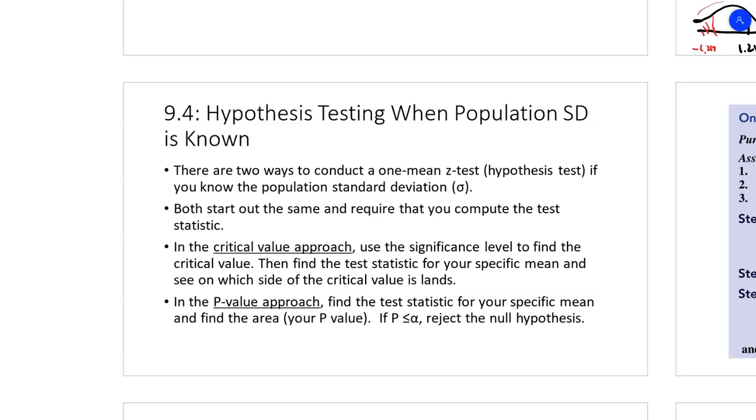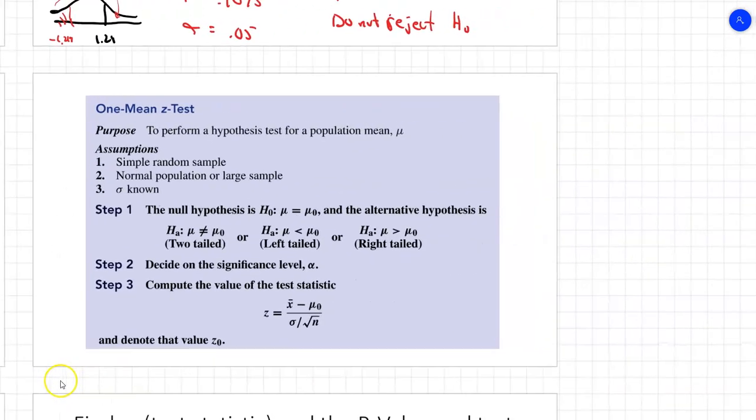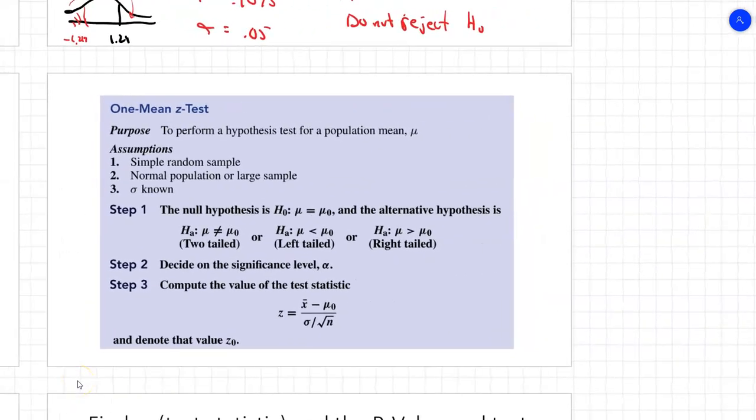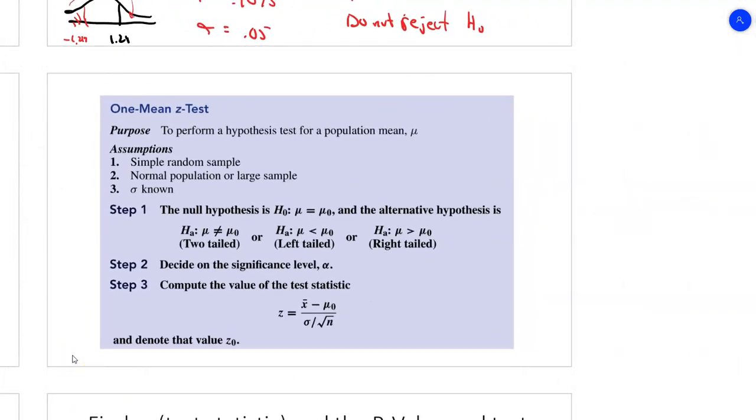In this video, we'll compare the two different approaches we have for hypothesis testing when you know the population standard deviation. We'll look at critical value and we'll look at p-value, and we'll compare them. They actually start almost the same way. The two key things you're going to need to do are figure out what the hypothesis is and find that test statistic. It's after that that the two different versions come through.